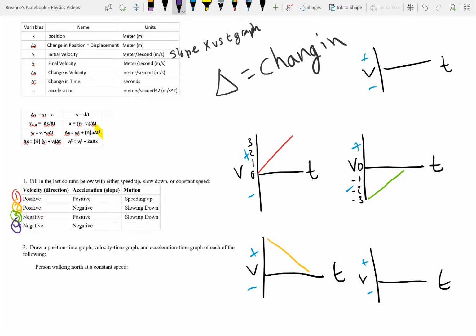So in this case, you have a negative, negative. So you're in the negative quadrant doing a negative slope. But remember your numbers, you go 1, 2, 3, so your numbers are getting bigger, so you are speeding up.